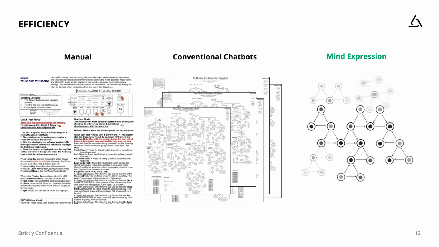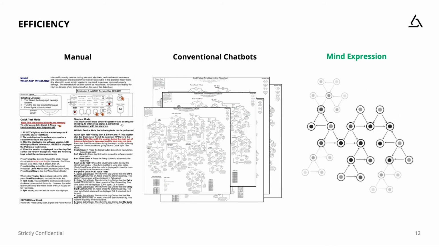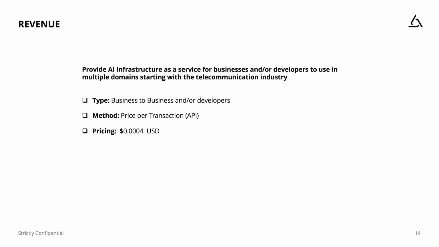So the efficiency comes in the manual being converted into our Mind Expression canonical structure. The revenue is very, very simple. It's a B2B business. The method of payment is price per transaction. The pricing is 0.004 US dollars, but that can change.